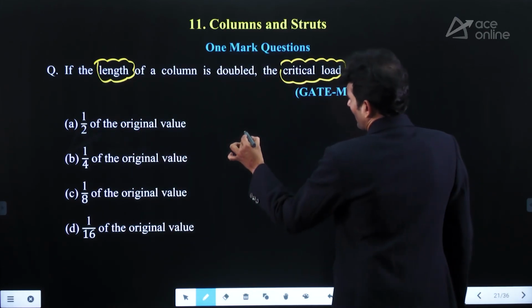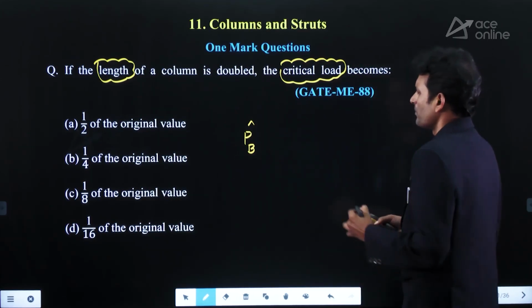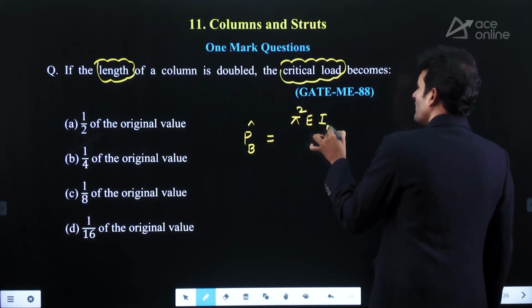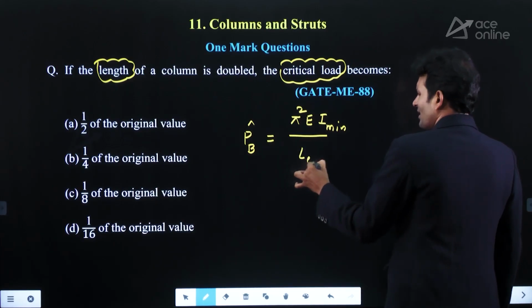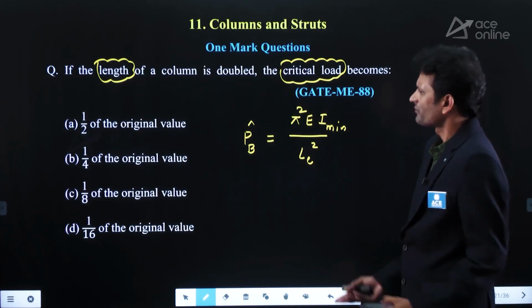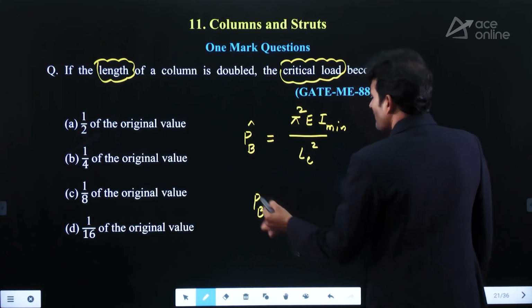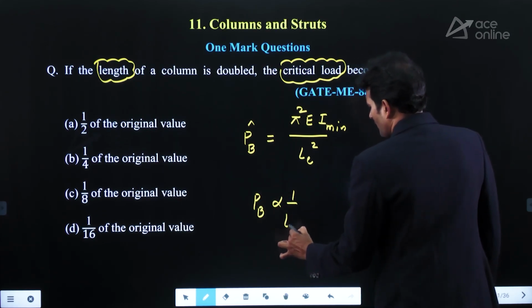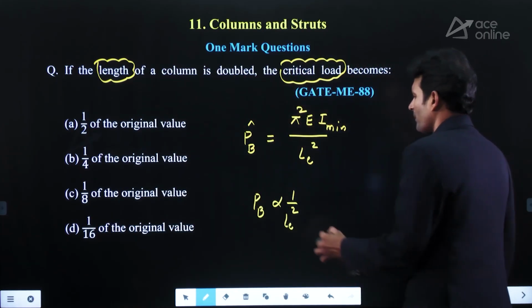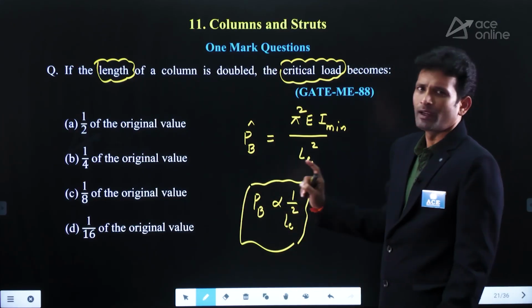Euler buckling load or critical load standard formula, if I take PB cap or we can say PE, it should be equal to pi square E I min, minimum area moment of inertia divided by LE square. So, here change we are taking for LE, that is length of the column. Then what is the relation between PB as well as LE? Inversely proportional, my dear friends. So, if the length of the column is doubled, then what happened to the corresponding critical load?